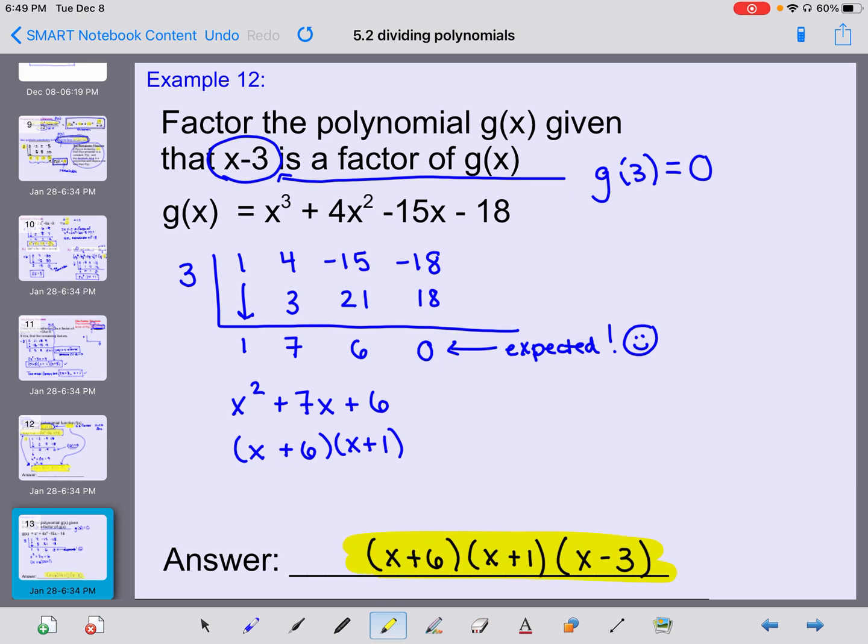Again, I believe this is able to be factored by the grouping method. So if you want to try it off to the side, you can. If it says factor given this piece of information, right, you have to use the given piece of information. So on a test or a quiz, if it says factor using this given information, please do that. Don't use the grouping method.